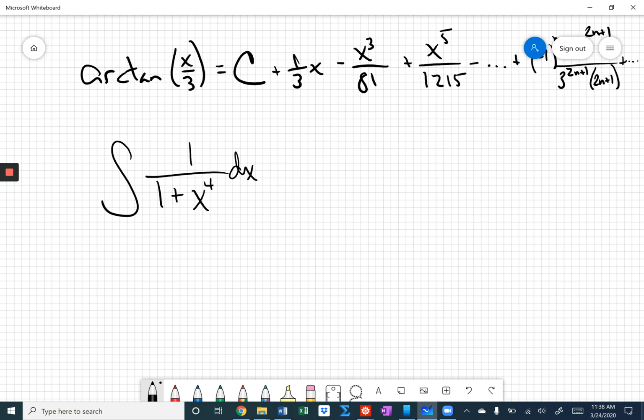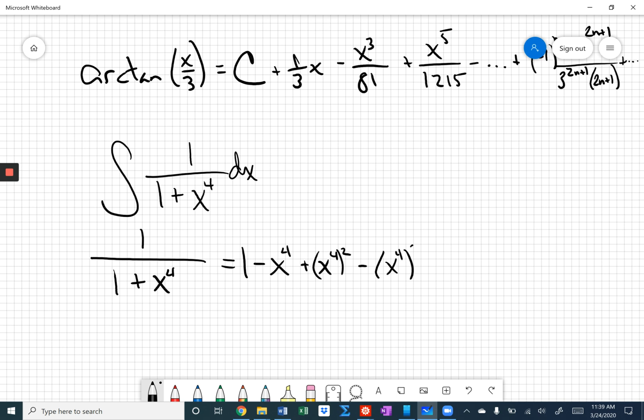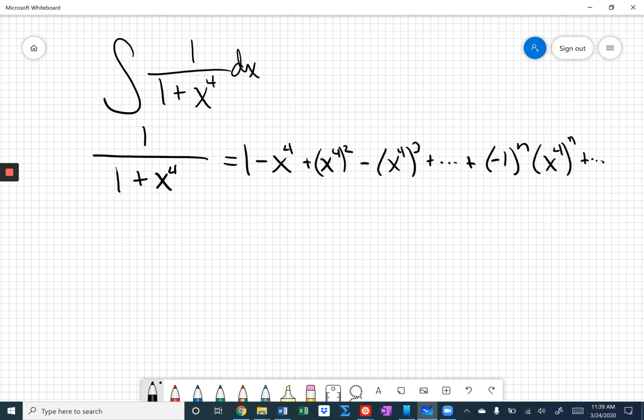Last but not least for this activity, we want to find the antiderivative of 1 over 1 plus x to the 4th with respect to x using a power series. So we'll start with the power series for this part: 1 minus something plus that something squared minus that something cubed plus dot dot dot plus negative 1 to the n, that something to the nth power plus dot dot dot. And then from here, all we're going to do is integrate.